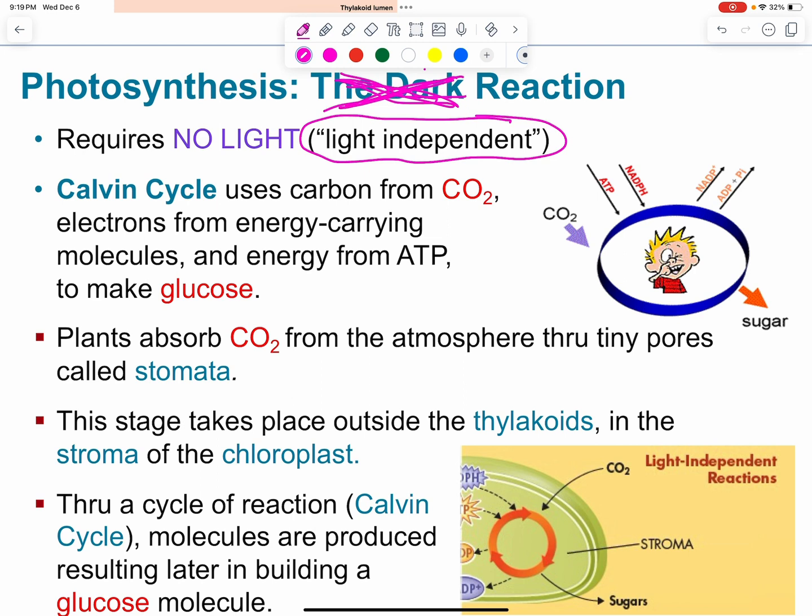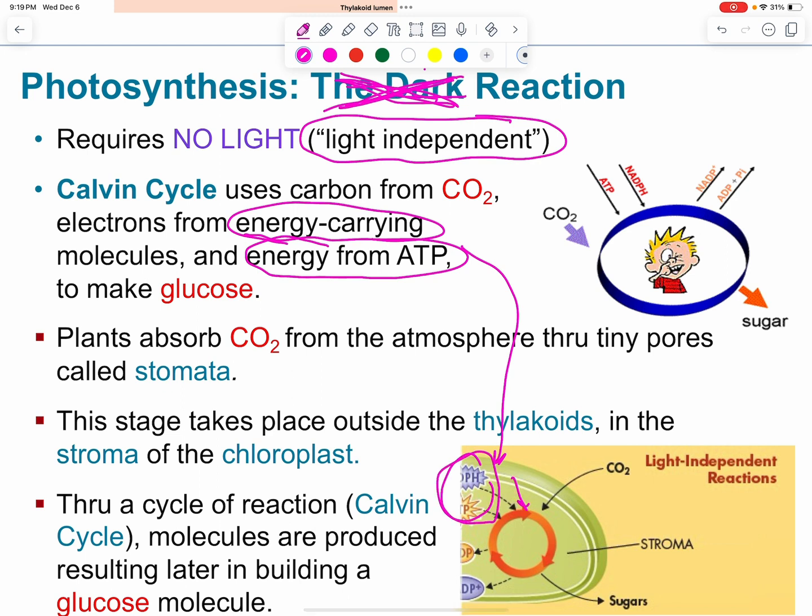So it's going to use the power that was provided, the energy ATP and the electron carrier that came from the first stage, and it's going to use that energy that you see right down here. The electron carrier and ATP are coming into the cycle, and plants are taking in carbon, and they need energy and carbon, and they are going to make sugar. That's what you need to know about the Calvin cycle.